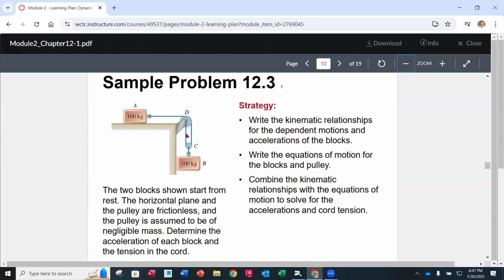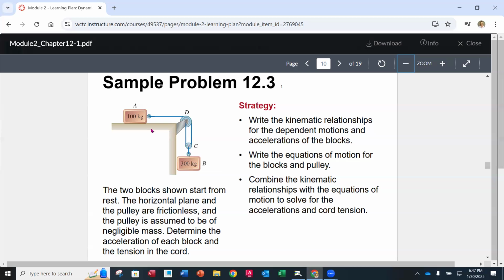So we have a cord that is, we're going to say, the long cord that goes around here. Okay, we're going to call that tension 1. And then tension 2, there's also a little cord that is going to attach the 300-kilogram block to the actual pulley here. Okay, so we've got that going on. So T1 and T2. And then the acceleration of block A and block B are what we're going to be trying to find for this problem.